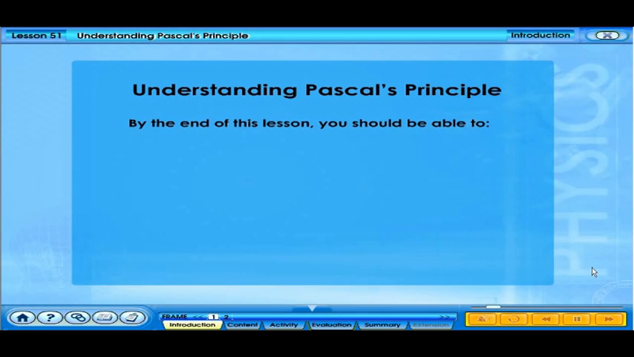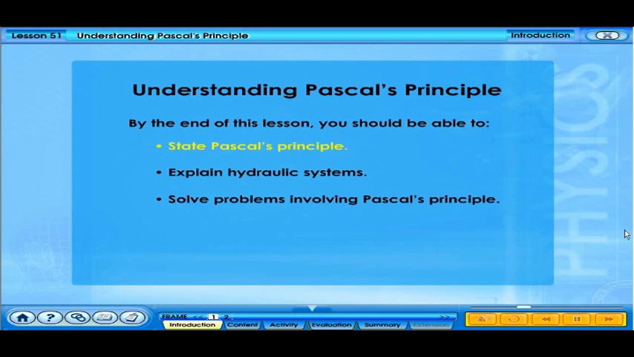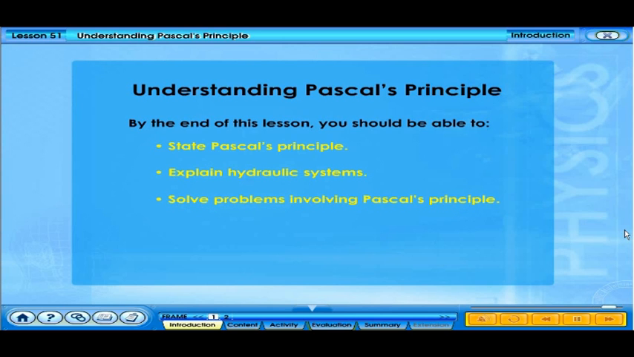By the end of this lesson, you should be able to state Pascal's principle, explain hydraulic systems, and solve problems involving Pascal's principle.